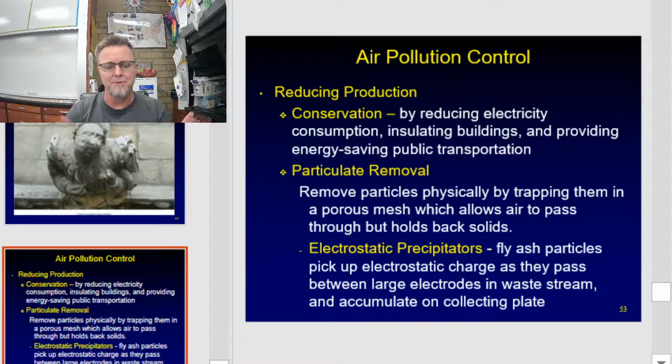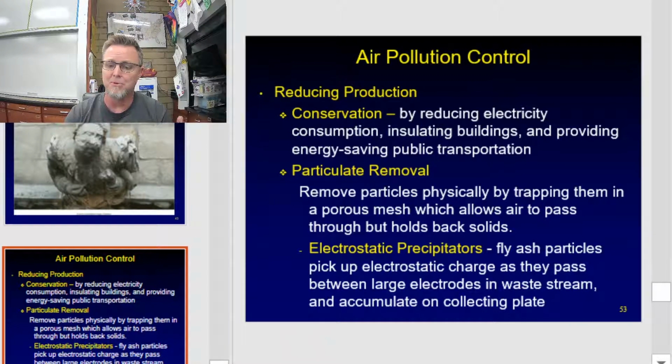So what do we do about it? Well, at the end of the day, we've got to control our pollution. And the best case scenario is for us to just not make it to begin with, right? Reduce electricity consumption, insulate buildings so we don't need to run systems for heating and cooling, and use natural gas and electricity for that. Have some sort of energy saving transportation system that is clean. These are things that we can do.